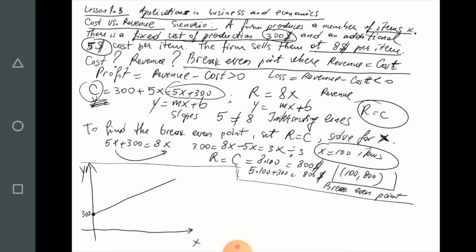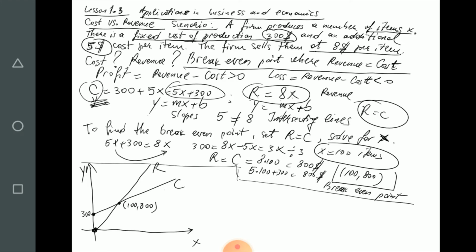And then if you want to put the revenue line on the same spot, just find one of the intercepts, which is 0, 0 in this case. If you look at the revenue function, obviously if x is 0, the revenue is 0. So that one starts from the origin. And because the slope of the revenue is 8, which is bigger than the slope of the cost function, just make it steeper. Because the two should intersect at a point which we just found beforehand, right? So the intersection point is 100, 800.